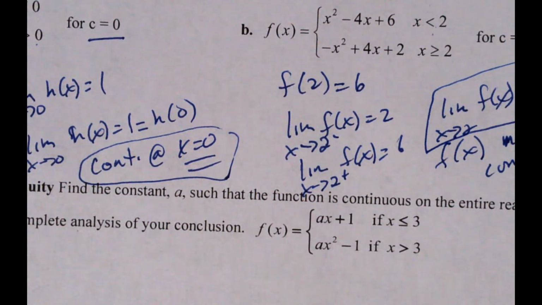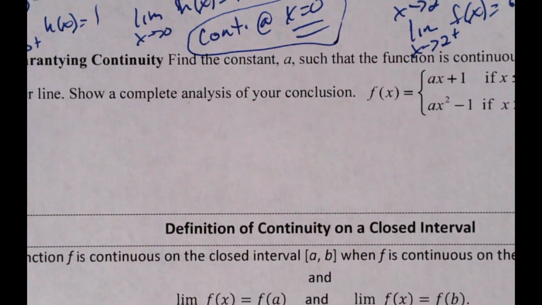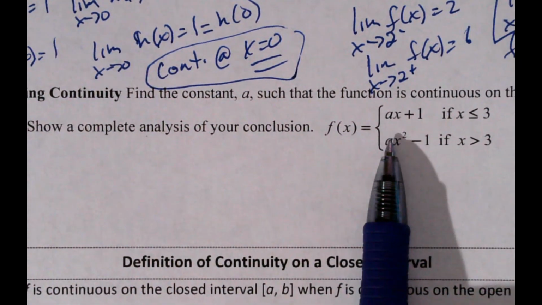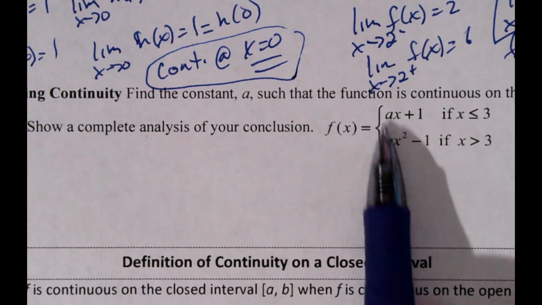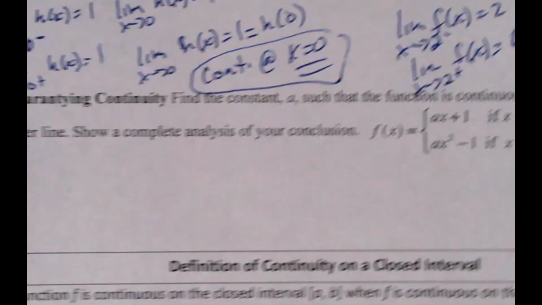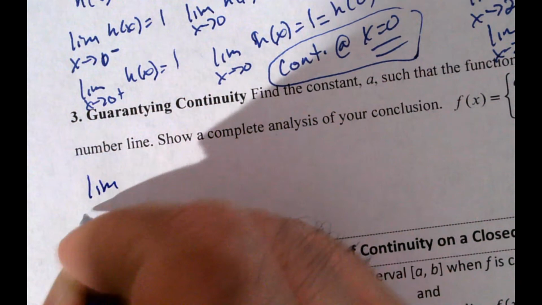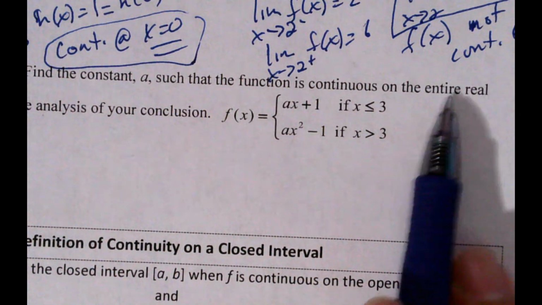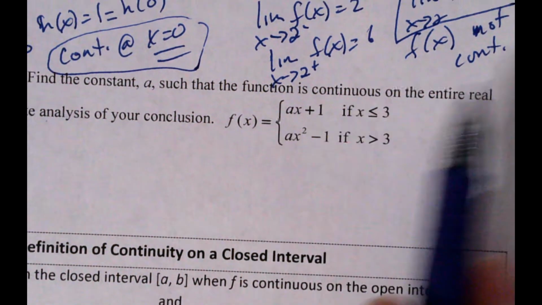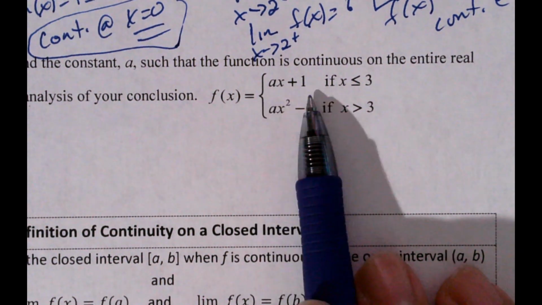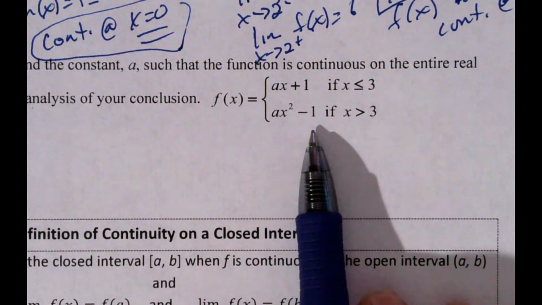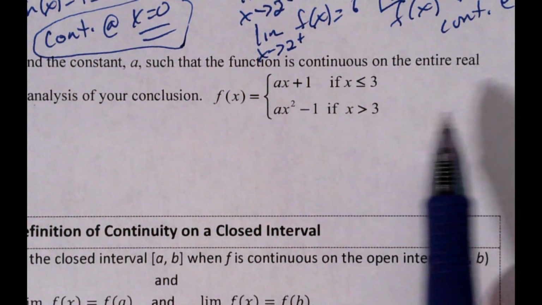All right, guaranteeing continuity. So what does it take to guarantee continuity? That means the function has to equal some value, and we want the limits to be the same. So this is the easy part. To make the limits the same, it's the boundary that's in question. ax plus 1, any kind of number for a is continuous. This is a line, this is a parabola. There are no points of discontinuity in a regular line or in a parabola. So the only place it can be not continuous is this boundary.